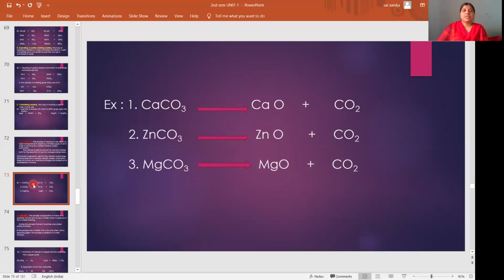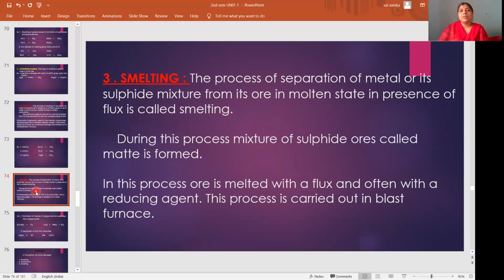So after roasting and calcination, what will we do? We will do smelting. The next step is smelting. The process of separation of metal or its sulfide mixture from its ore in molten state in the presence of flux is called smelting.